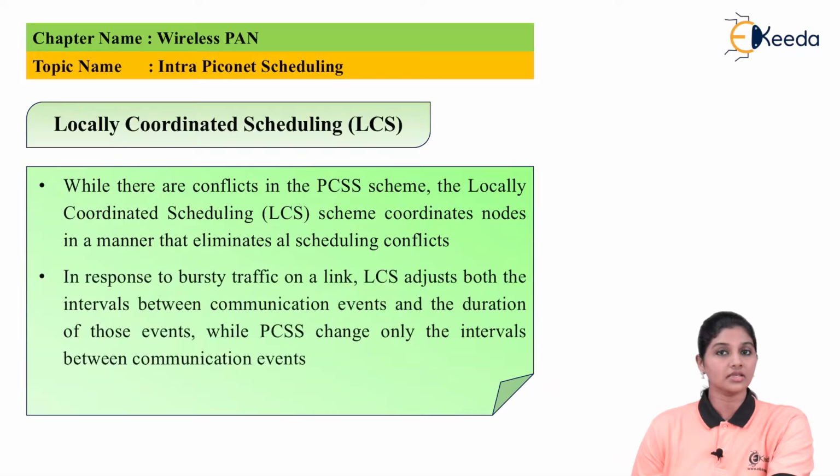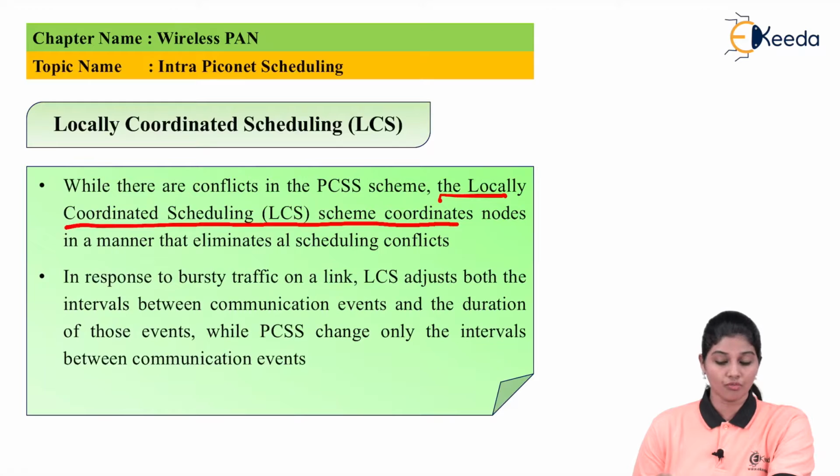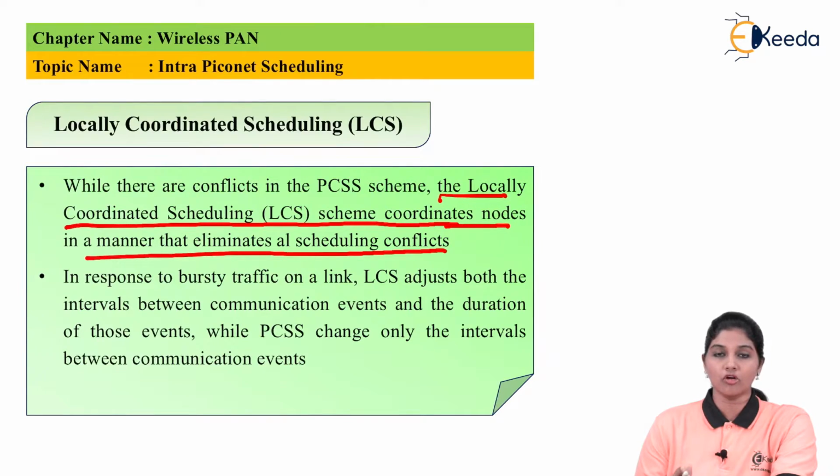Now moving towards the next type of polling, or next type of algorithm, which is the locally coordinated scheduling, denoted by LCS. There are certain conflicts present in the PCSS algorithm. Therefore, the locally coordinated scheduling scheme is used, where it coordinates nodes in a manner that eliminates the scheduling conflict. So the conflicts, or we can say the drawbacks, of the PCSS scheme are overcome in the LCS method.